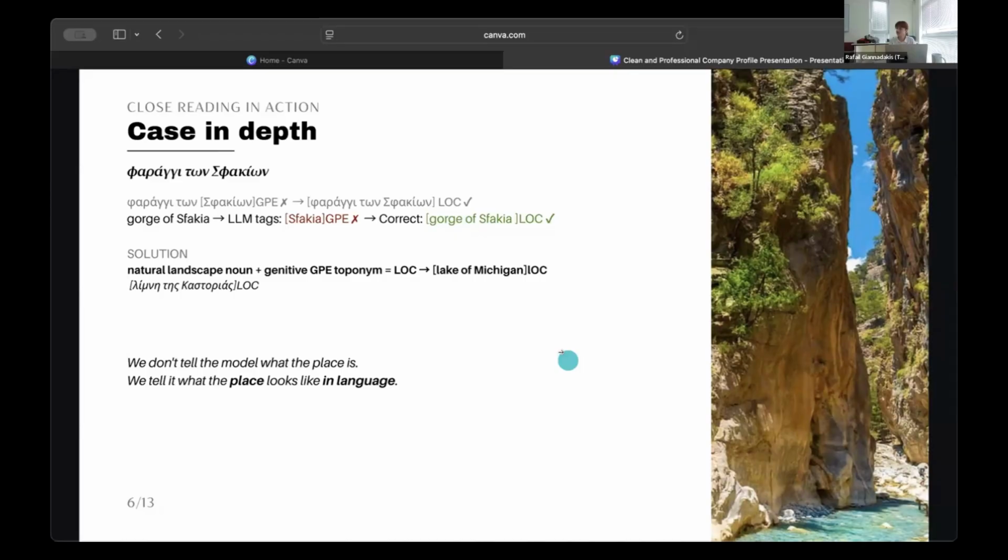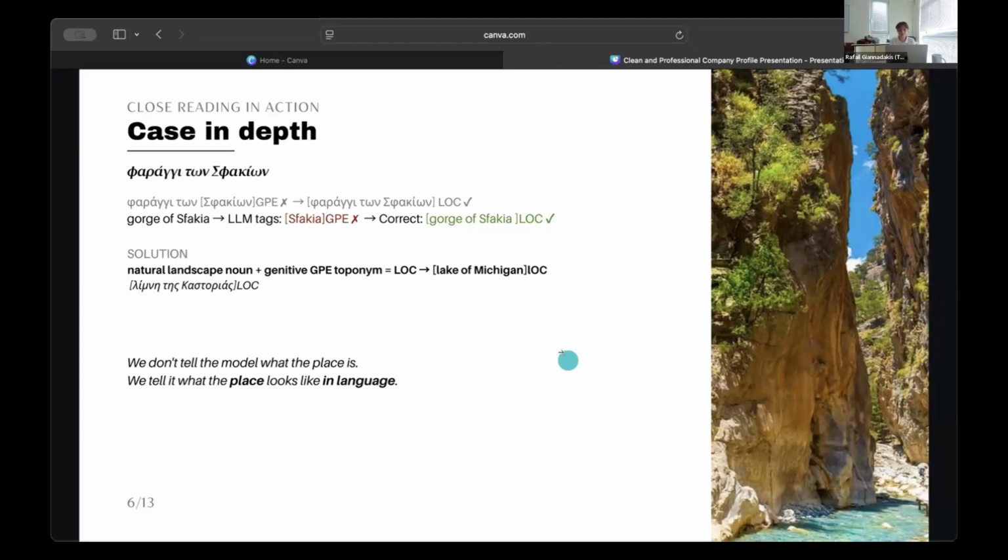It has access to the syntactic and lexical behavior of words in the language. So when we wrote the rule to fix it, you can see the rule. We couldn't say this is the physical place, find the physical place. Instead, we say, when you see a landscape noun followed by a genitive toponym, that is GPE, tag it as location. And this is a compound entity.